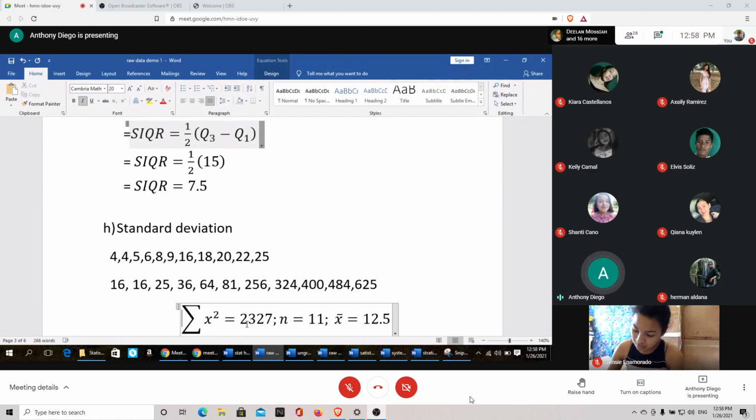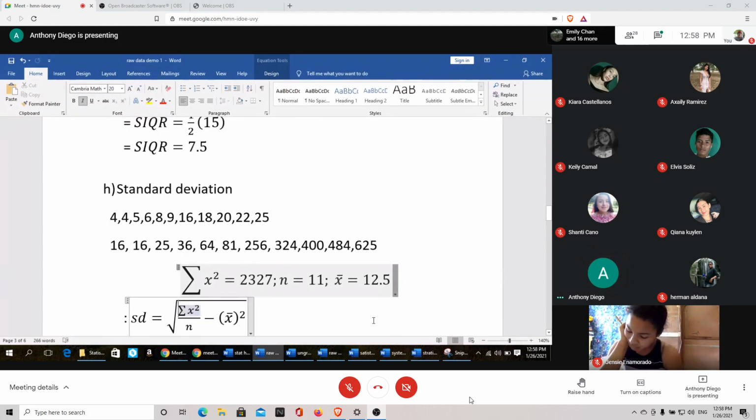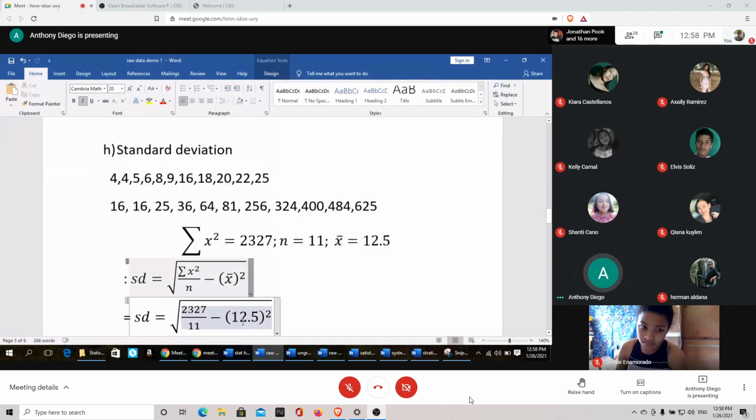So did you confirm the value? Yes, sir. Okay, then we know that n is 11 because we have 11 observations, and the mean we obtained to 1 decimal place was 12.5. So all we need to do is substitute into the standard deviation formula: the square root of the summation of x squared, which is 2327, over n, which is 11, minus x bar, the mean, which is 12.5, squared. So this is how it looks. Now calculate that from your calculator.